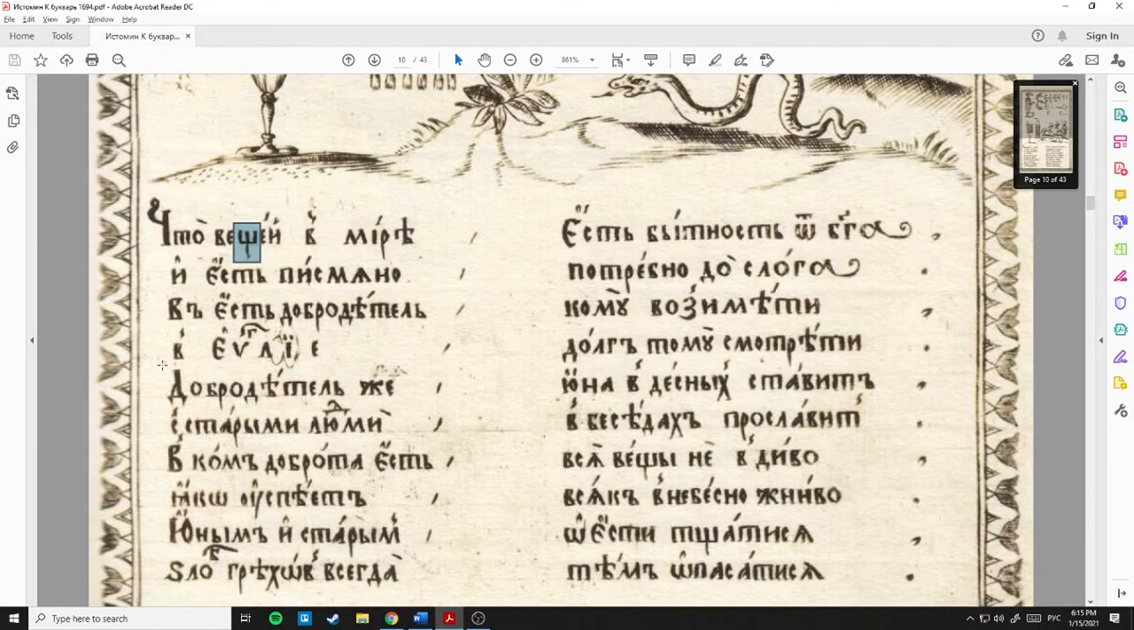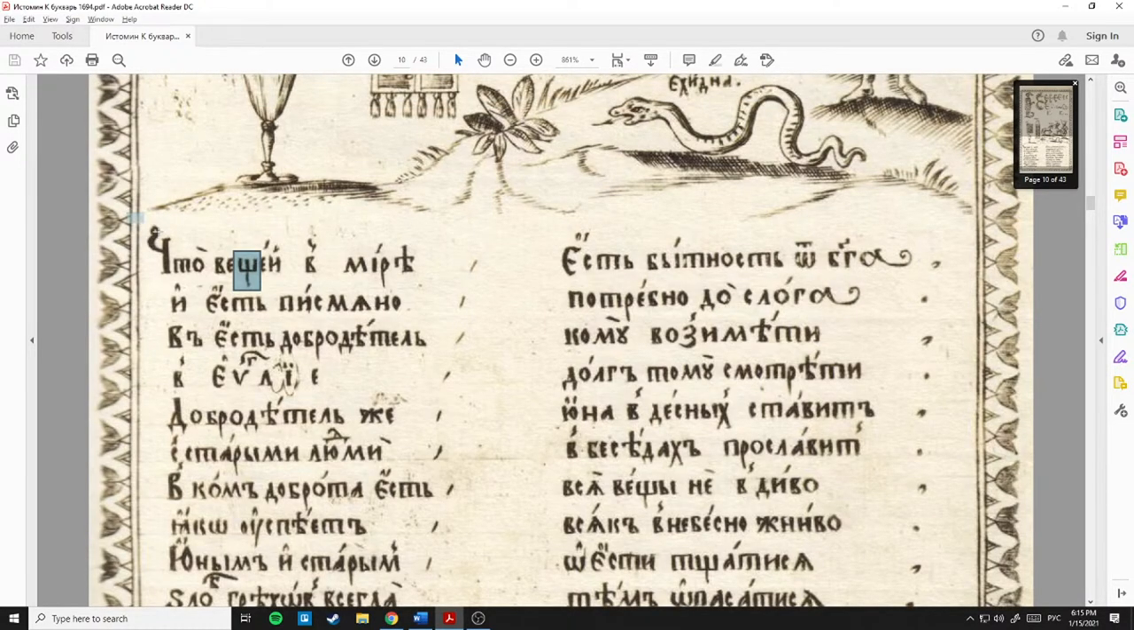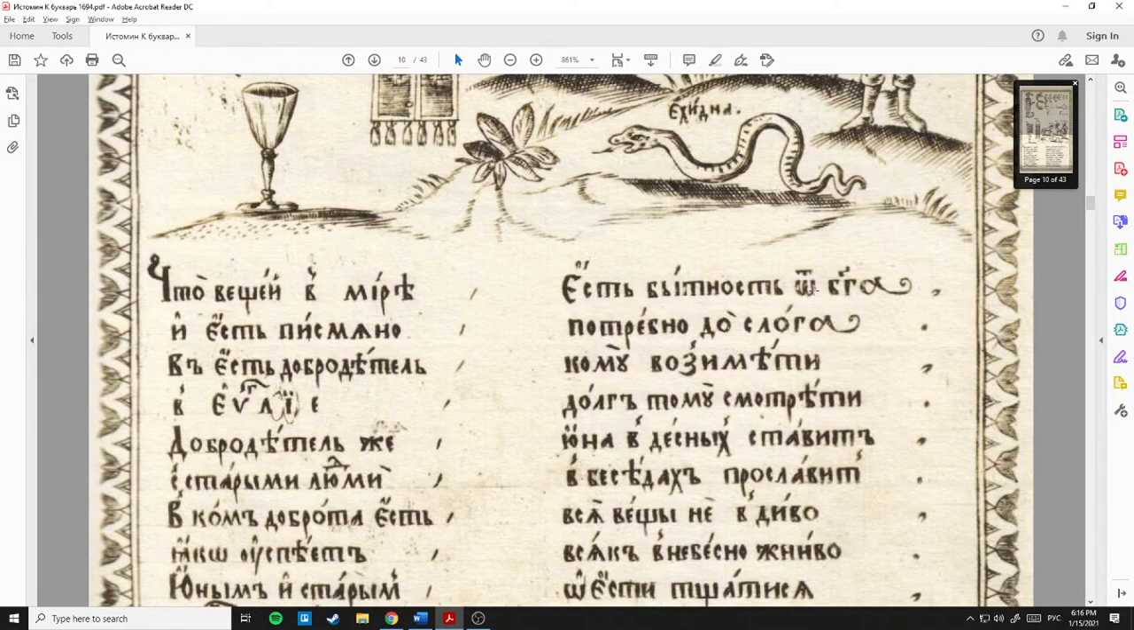So, let's go over this. So, что ще в мире есть бытность от Бога? So, this is going to be like, what things in the world, mir, you can see it with this eye, right? This eye distinguishes between peace and the world. Есть бытность от Бога. Is the existence or life from God. И есть письмяна. All that is in the world. Oh, that's actually correct. Yeah. All that is in the world. Everything. Oh, that's perfect. Is of God. Yeah, you're right.